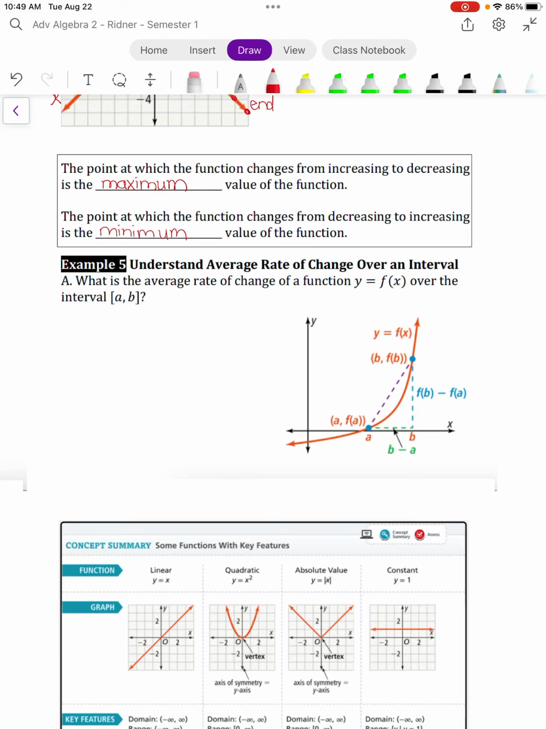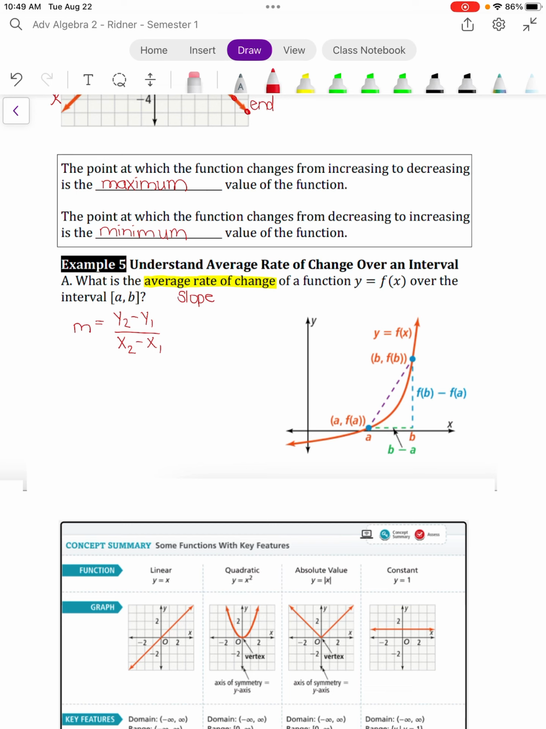And lastly, we're going to talk about rate of change. So rate of change, average rate of change, I should say, is actually just slope. So in this problem, it asks, what is the average rate of change of this function over this interval? Well, if I remember from Algebra 1, the slope is y2 minus y1 over x2 minus x1.